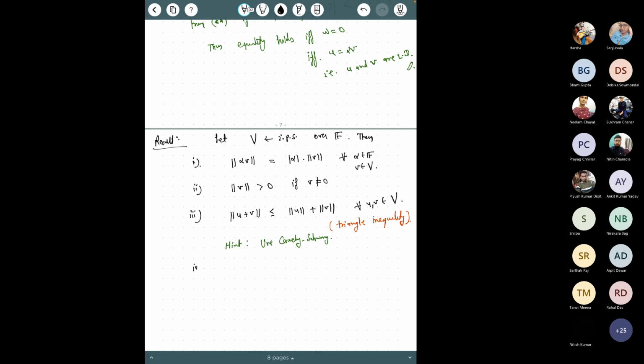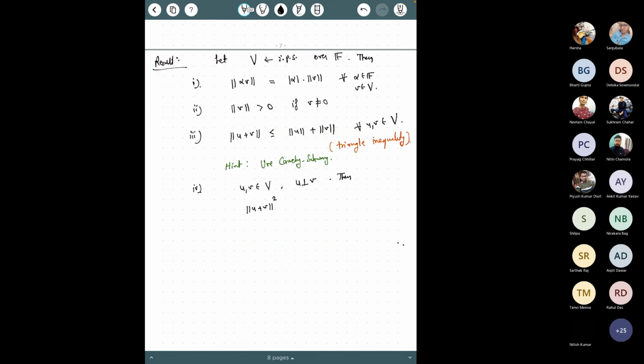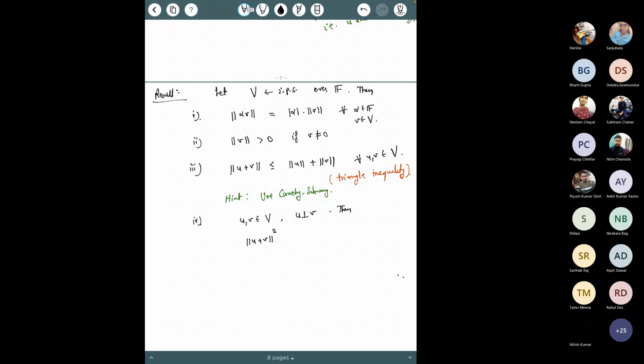The fourth one says that if you take any two vectors u and v which are orthogonal to each other, then you can show that the square of the length of the sum of these two vectors is equal to the sum of the squares of their lengths: length of u squared plus length of v squared. This is called the Pythagorean theorem. If you recall Pythagoras' theorem, it is the same thing.